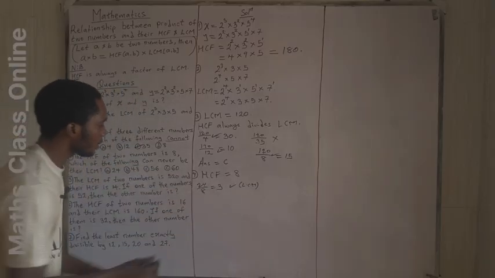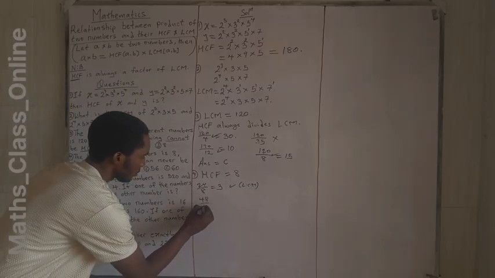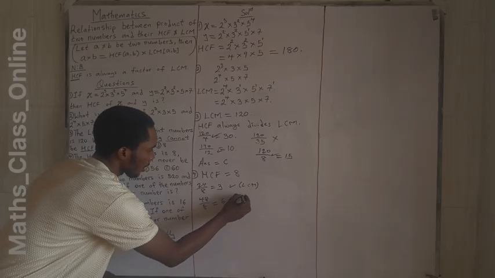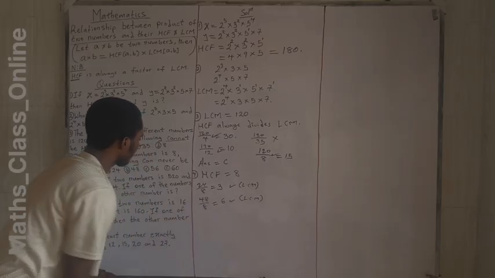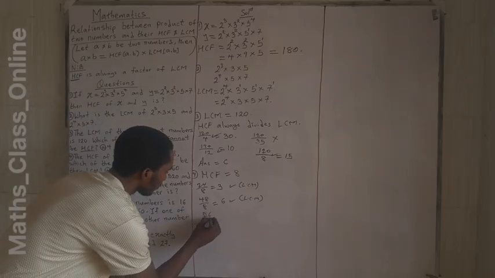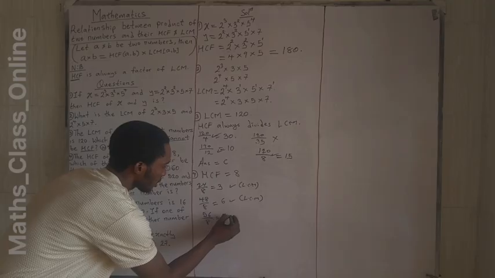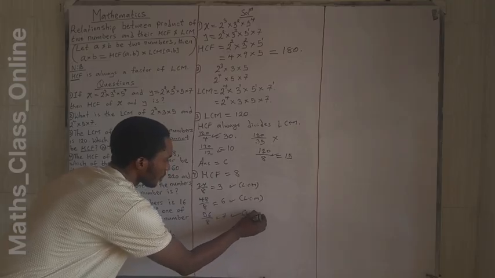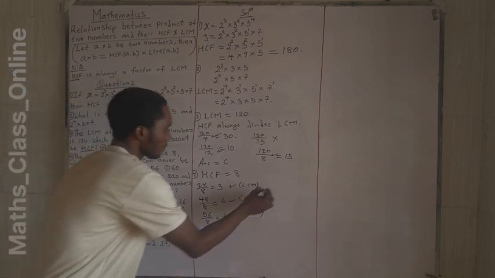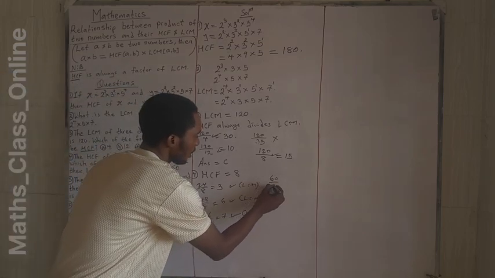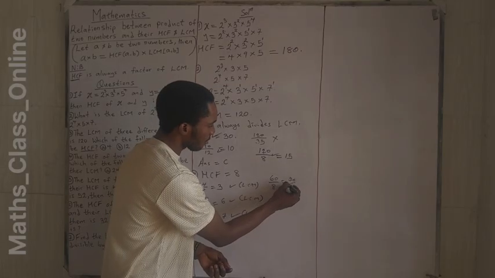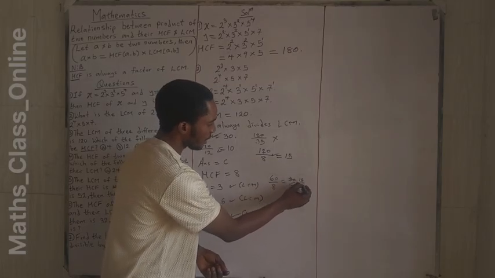48 divided by 8 is 6. It can be the least common multiple. 56 divided by 8 is 7. It can also be the least common multiple. Now let's test for the last number. We have 60 divided by 8. If we reduce this, we have 30 divided by 4 and also 15 divided by 2.